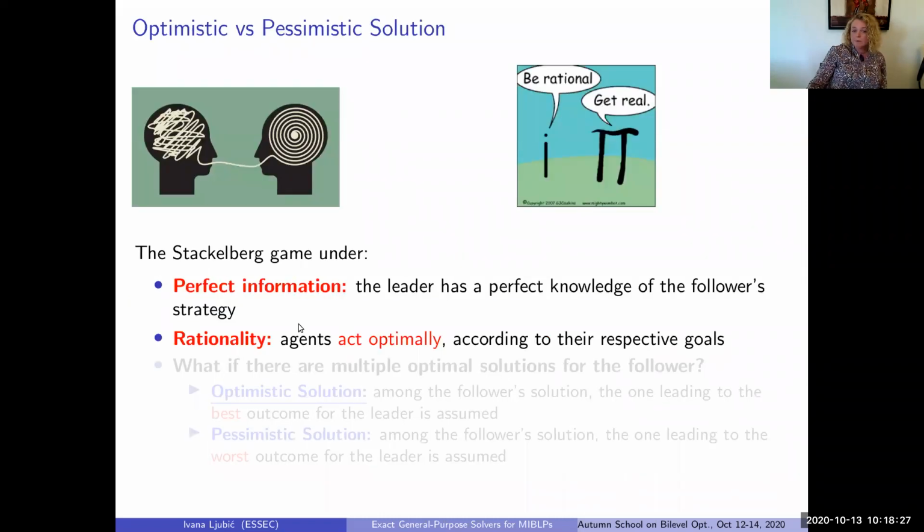Okay, as we said at the beginning, the information is perfect, at least for the leader. In some papers, you will also read that the information is perfect for both players. It makes no difference because even if the follower knows what the leader's strategy will be, the follower acts rationally in the sense that the follower maximizes her or his own payoff defined by the given objective function.